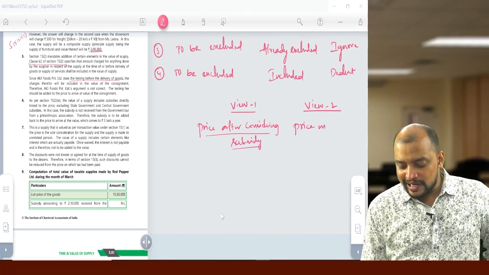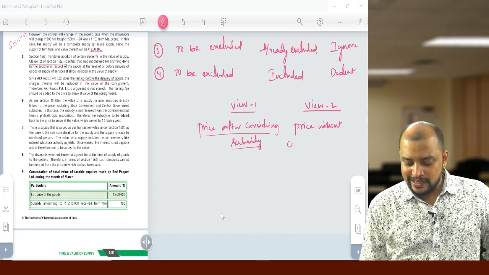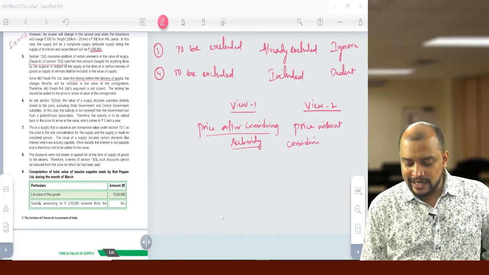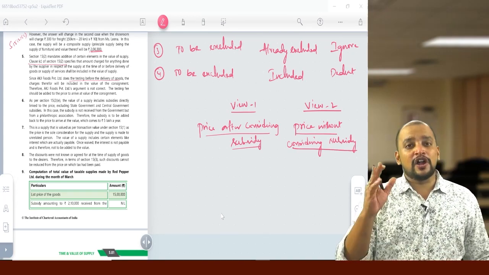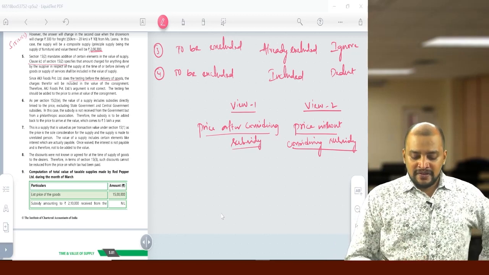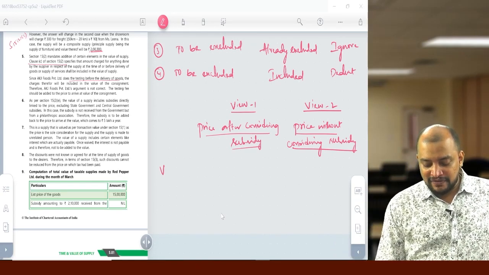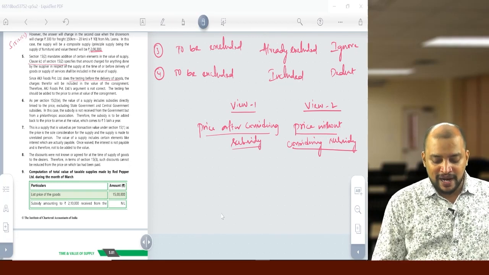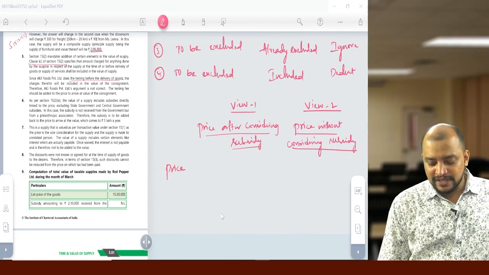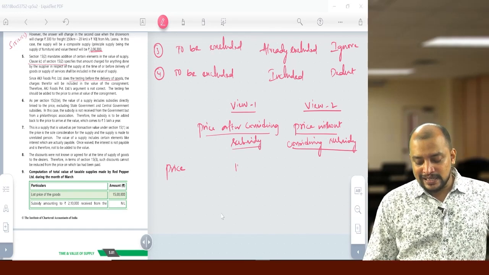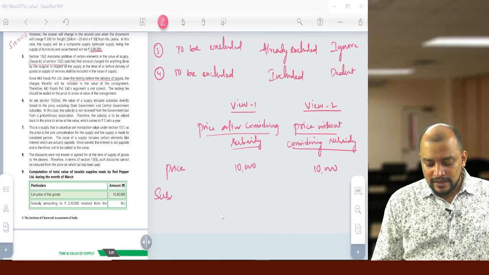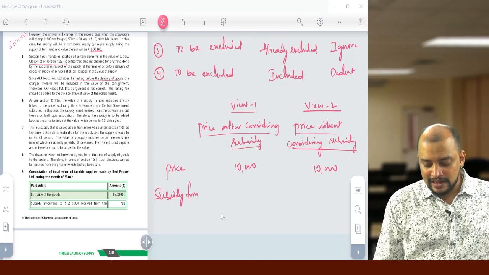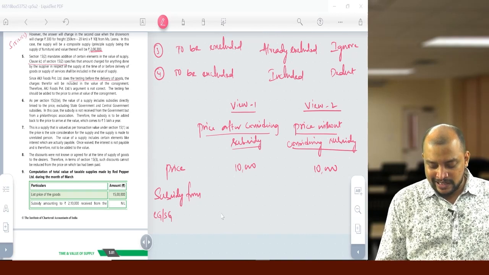Price without considering subsidy, which means in the given price subsidy is not reduced, okay. Now first we will take the value, that is transaction value. Price we will take, okay. Say the price is 10,000, and subsidy from CG or SG, that is 2,000.